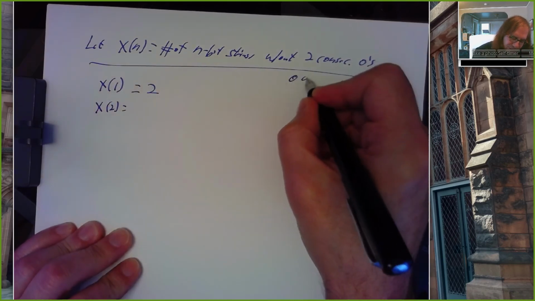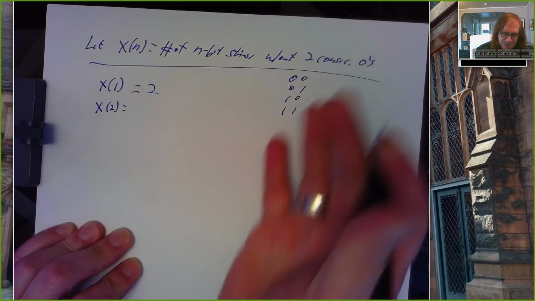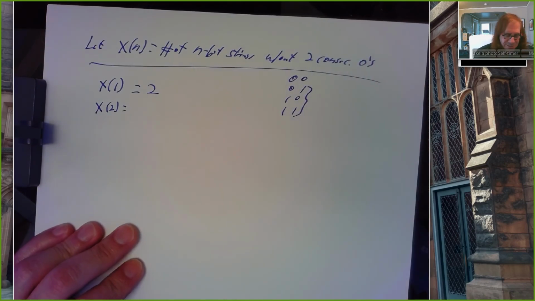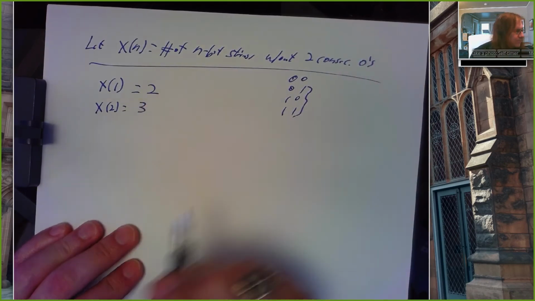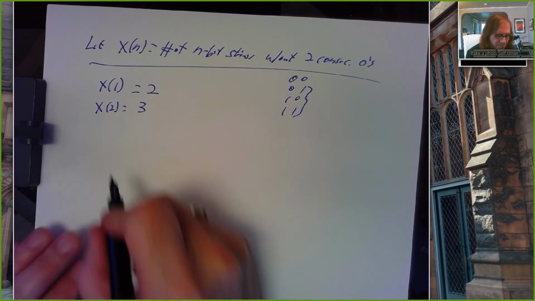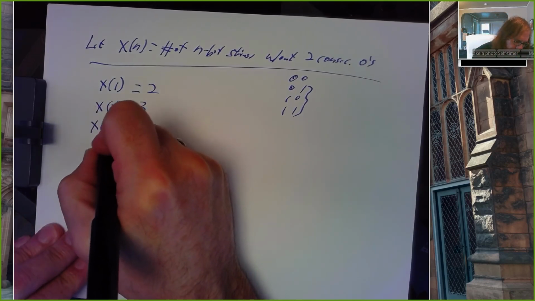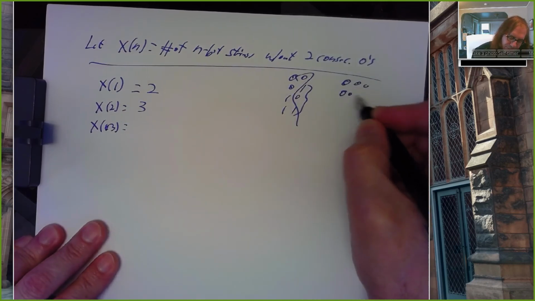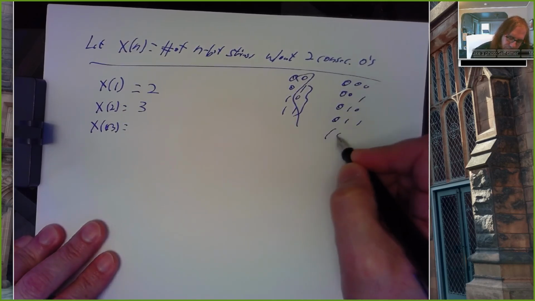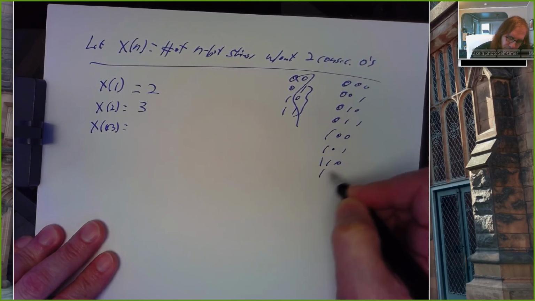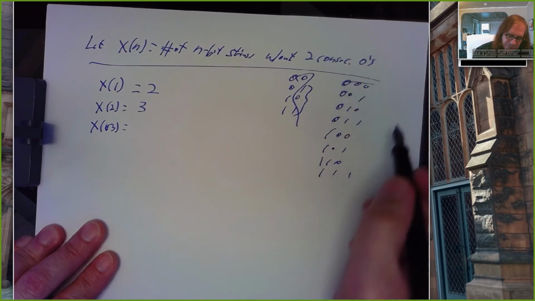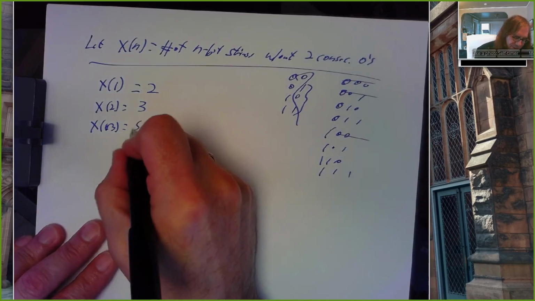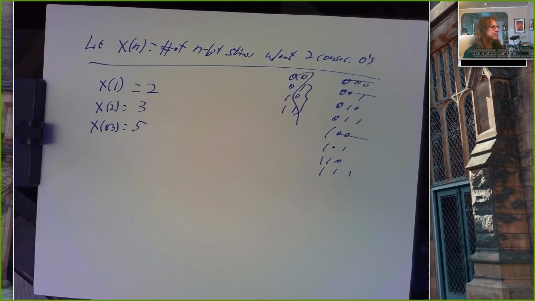If we have a 2-bit string, of all our possible 2-bit strings, three of them do not contain consecutive zeros, so x of 2 is equal to 3. If we have 3-bit strings, well, that doesn't work, and that doesn't work, and that doesn't work, but the other 5 are all legal, so there are 5 3-bit strings without consecutive zeros.